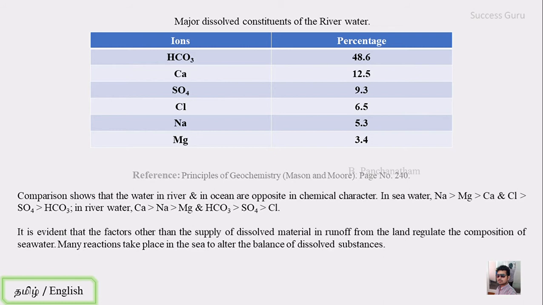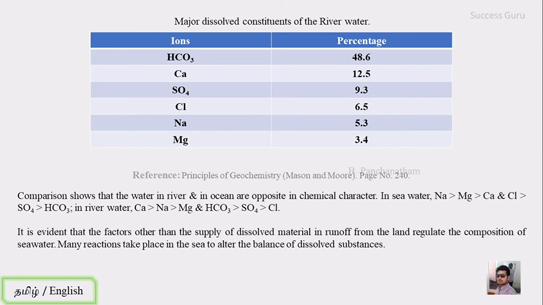While comparing the dissolved substances of river water and oceanic water, it is very clear that the two are totally different. In oceanic water, sodium is in the highest concentration, followed by Mg, then Ca. As for the negative ions, Cl is in the highest concentration, followed by SO4 and HCO3. Whereas in fresh water, that is river water, Ca is in the highest concentration, followed by Na and Mg.